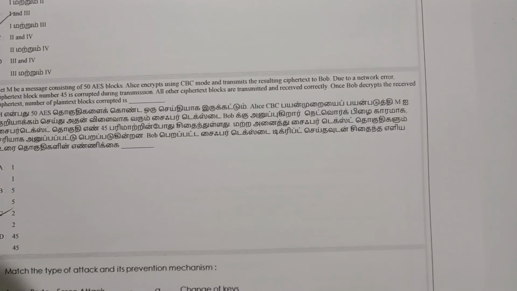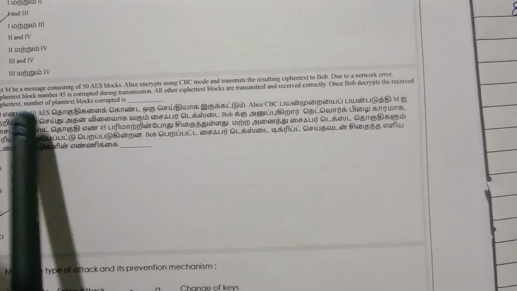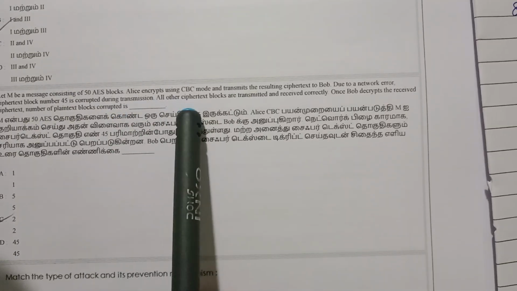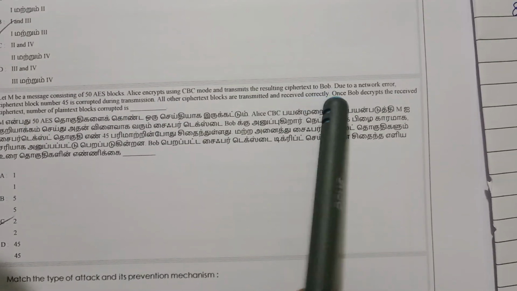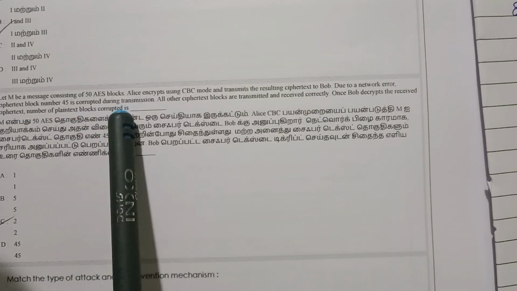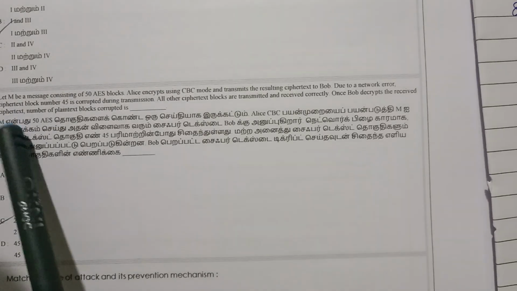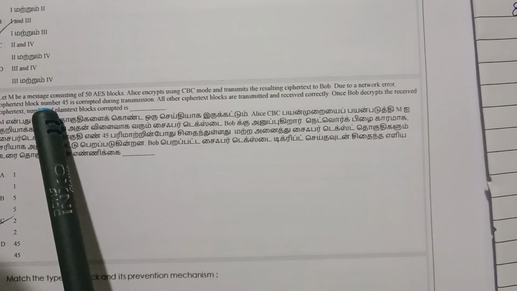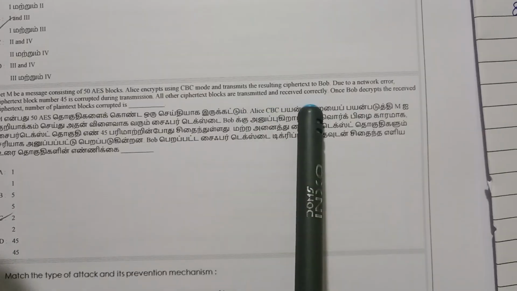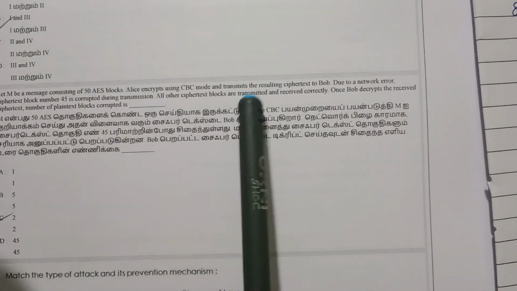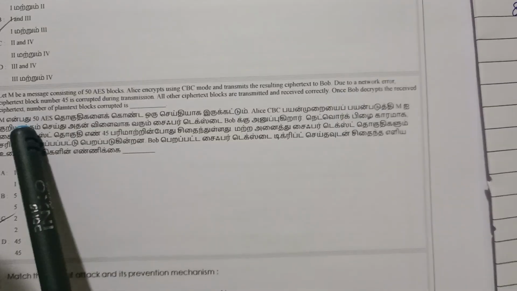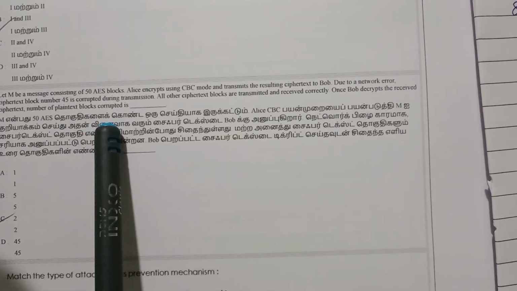Question number 84. A message consisting of 50 AES blocks, Alice encrypts using CBC mode and transmits the resulting ciphertext to Bob. Due to network error, ciphertext block 45 is corrupted during transmission. All other ciphertext blocks are transmitted and received correctly. So block 46 is received correctly. Once Bob decrypts the received ciphertext, how many plaintext blocks are corrupted?